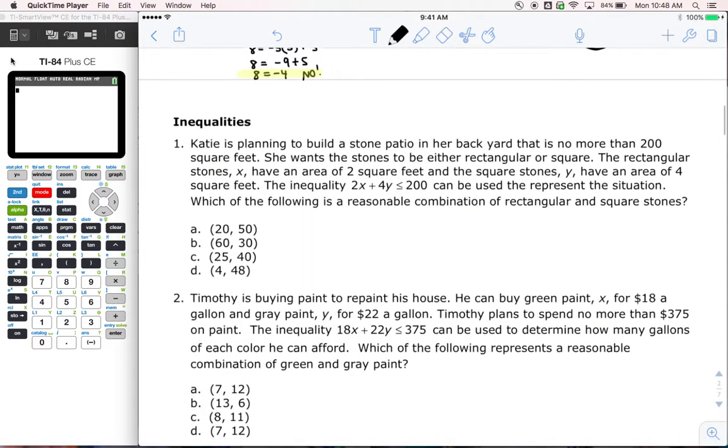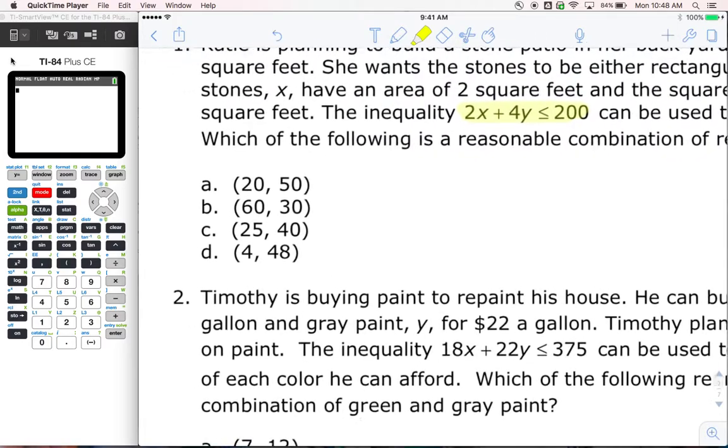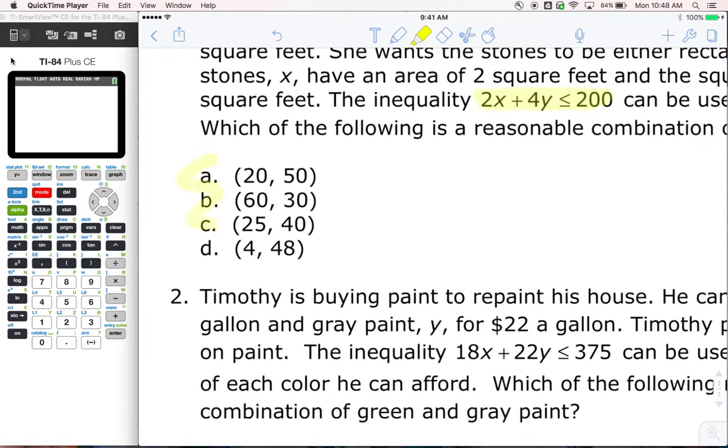All right, my next section is on inequalities. So take a look at this inequality paragraph, and I want you to know you actually don't really have to read all that because they tell you the inequality. And if they tell you the inequality, really, do we have to read everything? I don't think so. So what we're going to do here is we are asked which of these is a reasonable combination of rectangular stones and square stones. All that means, you guys, is which of these is a solution.